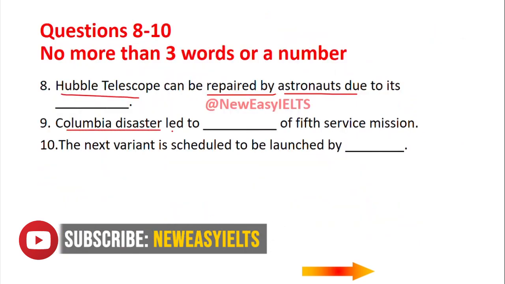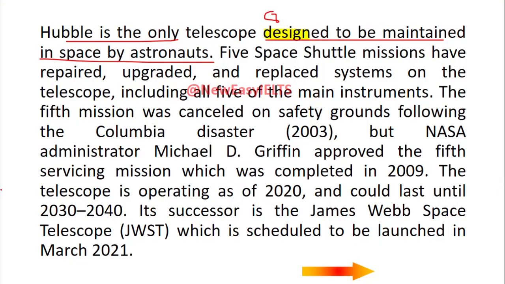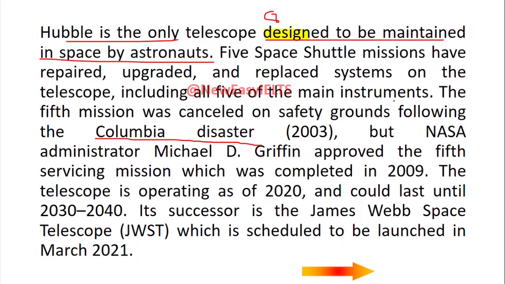9th, Columbia disaster led to dash of the 5th service mission. Okay, so we got the words Columbia disaster. Now we have to find the word Columbia because it is specific. If you read the passage, you will find the Columbia disaster, the whole word here. So we have to read this line. The 5th mission was cancelled on safety grounds following the Columbia disaster in 2003, but NASA Administrator Michael D. Griffin approved the fifth servicing mission, which was completed in 2009.